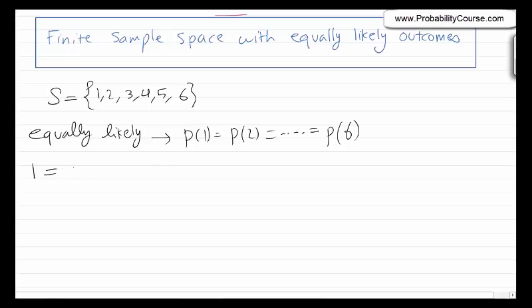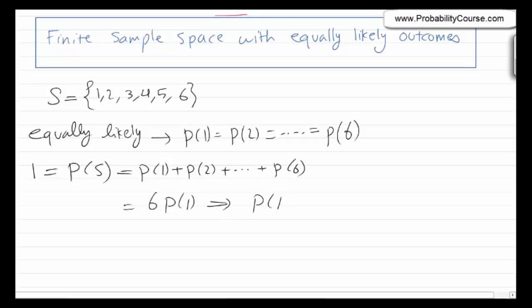Note that 1 is equal to probability of the entire sample space, and probability of the entire sample space is equal to probability of 1 plus probability of 2 up to probability of 6. And because they are equal, this becomes 6 times probability of 1, and probability of 1 becomes 1 over 6. And this is, of course, equal to probability of 2 equals probability of 3 equals probability of 6.